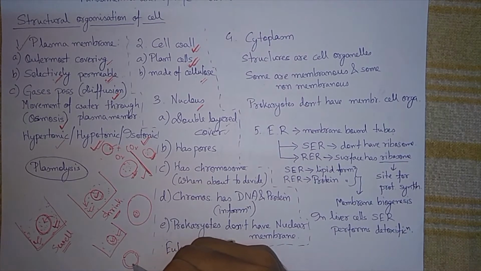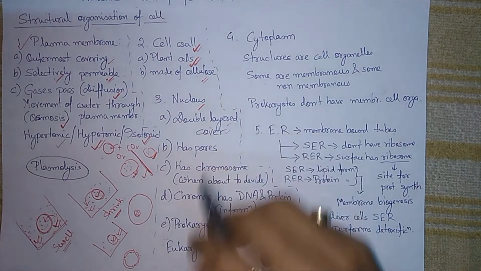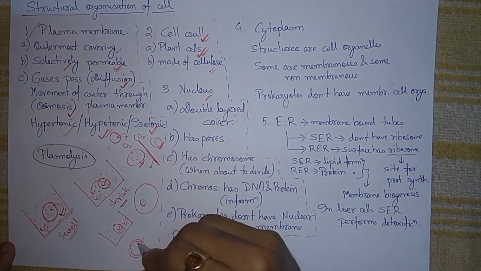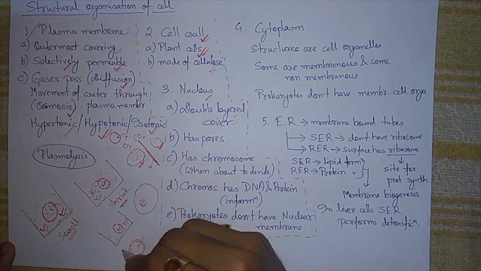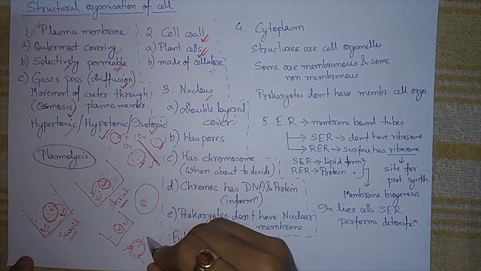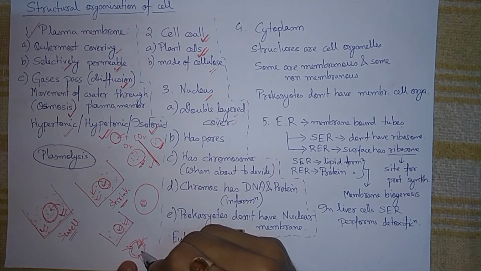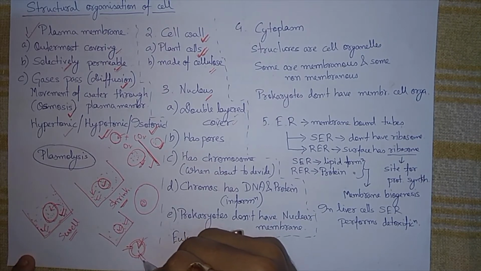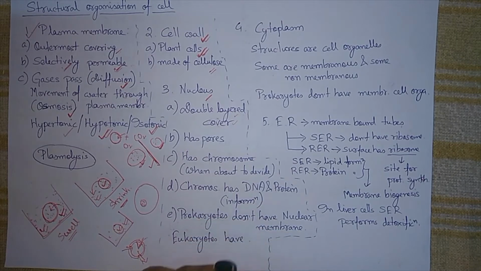So this is a nucleus. I am not drawing the whole cell. I am drawing the nucleus here. So we can see here two layers. Two layers. 1, 2, 1, 2. Two layers. So double layered cover. And they have pores. We can see here some pores. Through these pores, substances can move in to the nucleus or can move out of the nucleus. Clear?